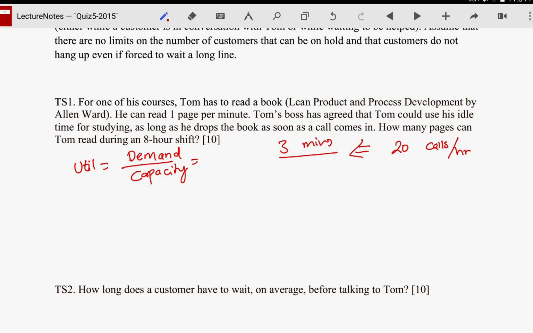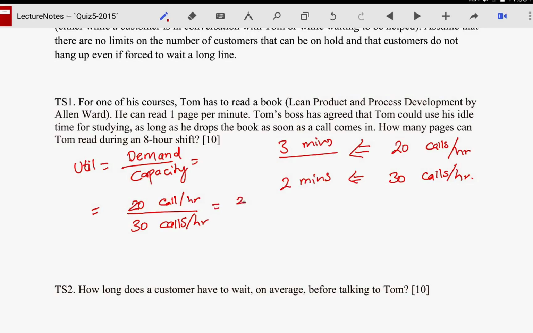Similarly, he can finish one call in 2 minutes. That means he has the capacity to finish 30 calls per hour on average. Well, you can think of it that way. So in that case, demand is 20 calls per hour, and the capacity is 30 calls per hour, making this 2/3 or 0.67.